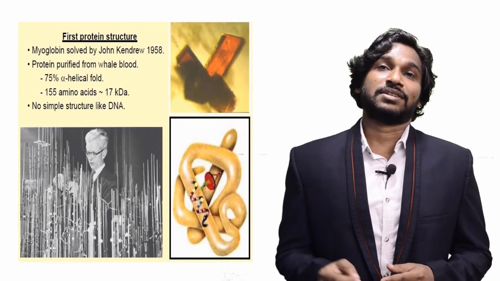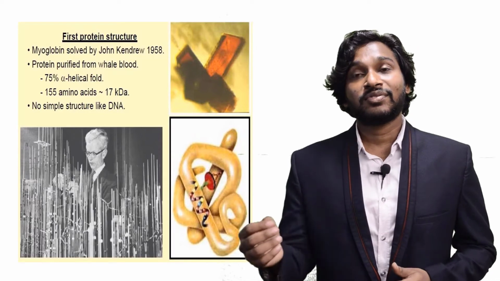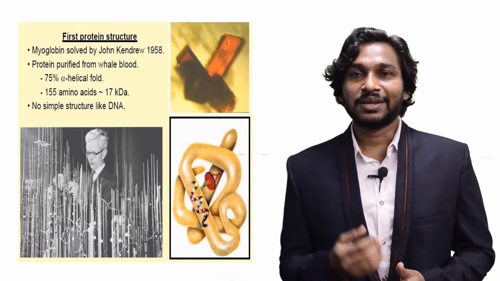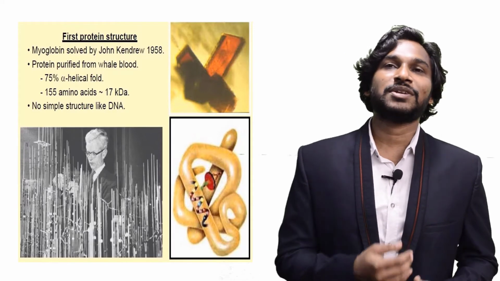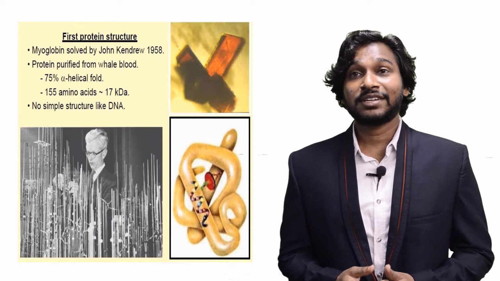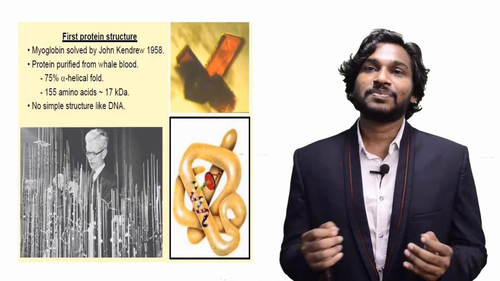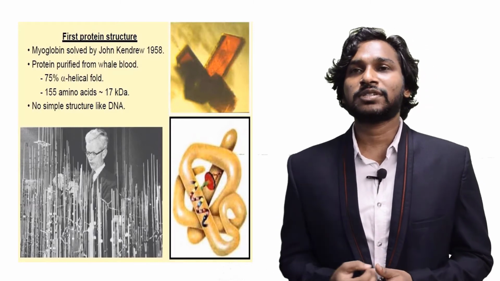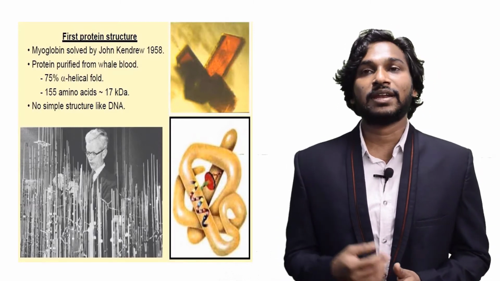The secondary structure element, the alpha helical fold, covers 75% of the total protein structure, and the number of amino acids that constitute myoglobin is 155, with a size of about 17 kilodaltons. This is not a simple structure like DNA. It was solved by John Kendrew in 1958 using different techniques, X-ray crystallography and NMR.